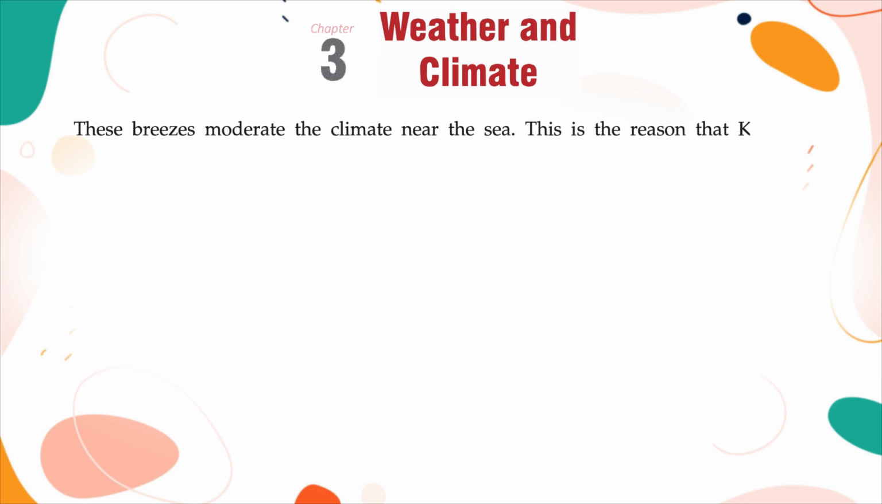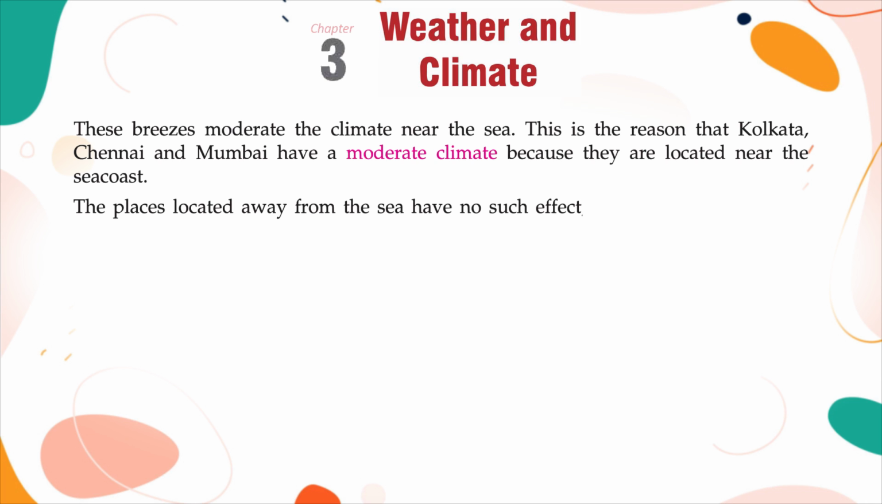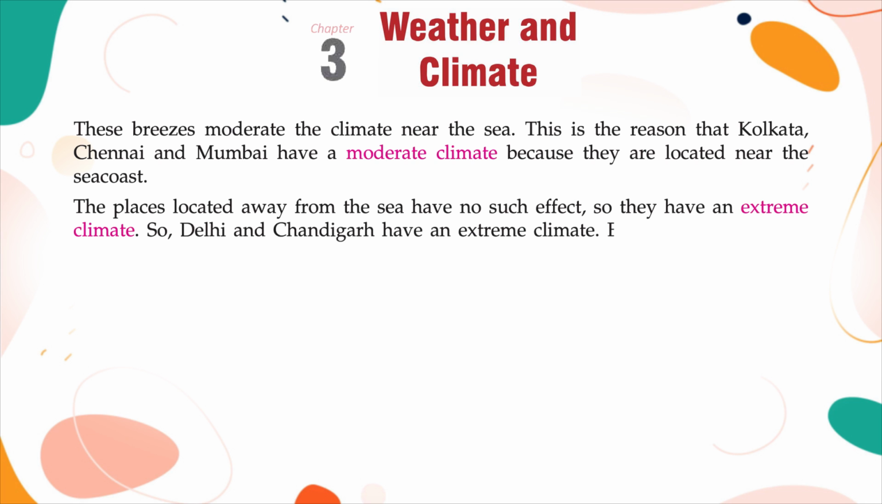This is the reason that Kolkata, Chennai, and Mumbai have a moderate climate, because they are located near the seacoast. The places located away from the sea have no such effect, so they have an extreme climate. So Delhi and Chandigarh have an extreme climate.